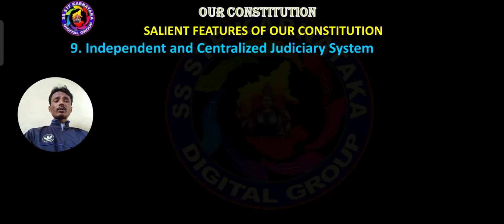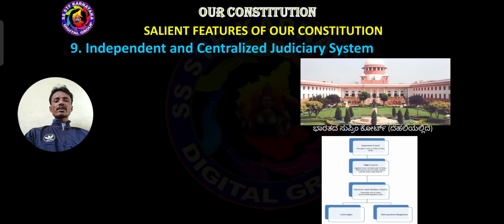Then the ninth one, independent and centralized judiciary system. Independent, not dependent. Mainly the Supreme Court has to give its own judgments and create its own rules and regulations. We have a central government, under it there is a state government. We have a Supreme Court, under it there is a High Court, under it there are district courts. So like that, an independent and centralized judiciary system.